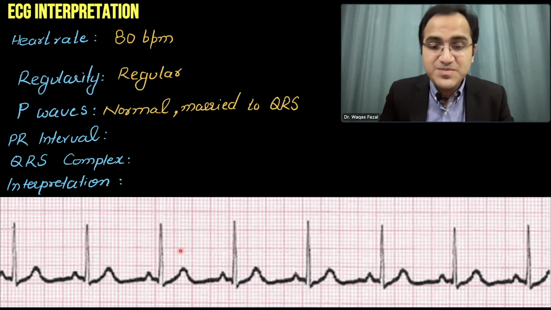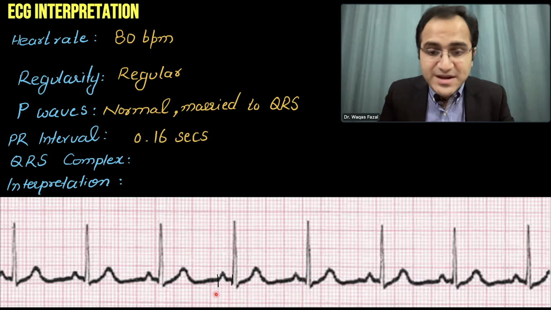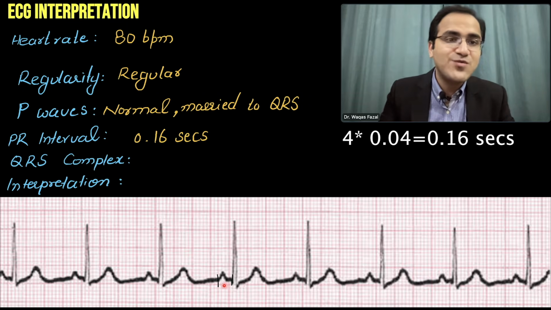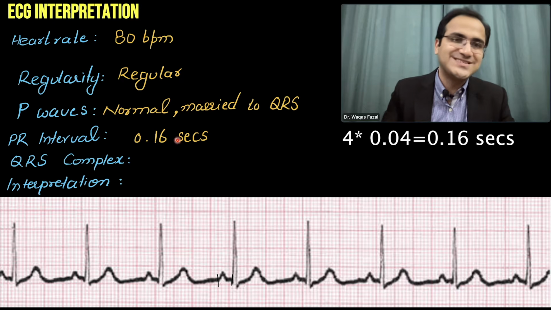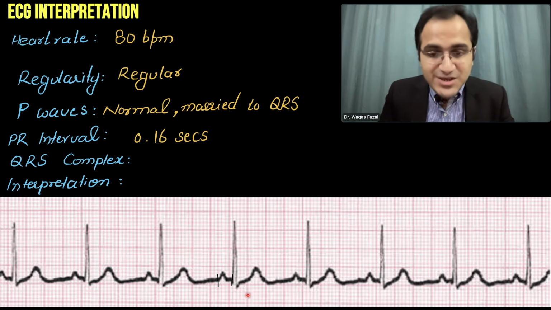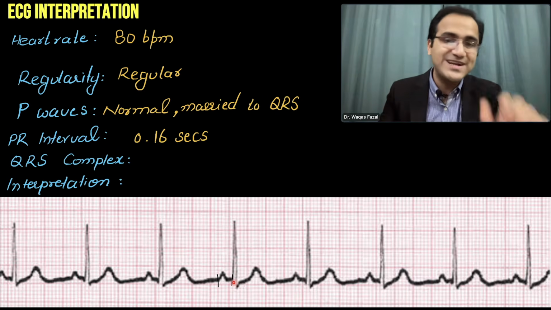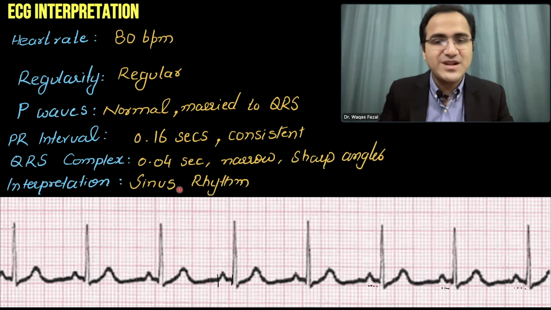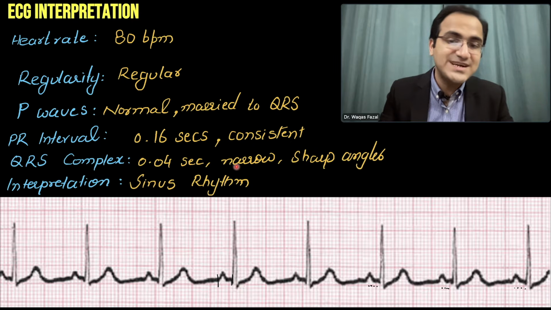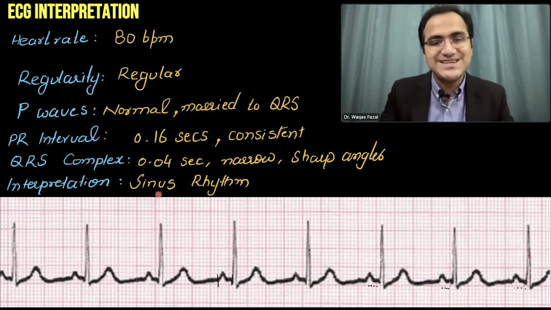Now let's look at the PR interval. In the PR interval, the number of small boxes is 1, 2, 3, 4. 4 into 0.04 is 0.16 seconds. Now let's look at the QRS complex. The QRS complex is sharp, with steep angles and one small box wide, that is a normal QRS complex, 0.04 seconds, narrow and sharp angle. So we will call it a sinus rhythm.